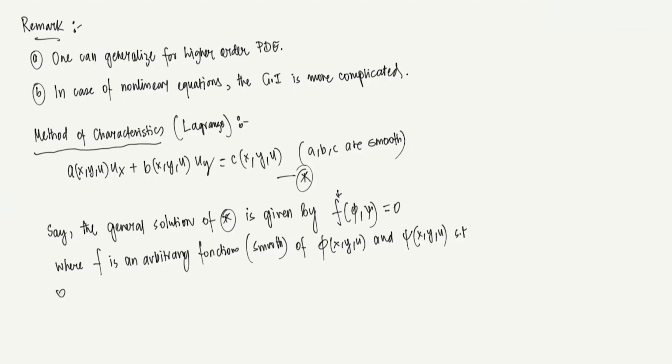So phi of x, y, z, basically this is a constant c1 and psi is another constant c2. So basically if you look at this particular phi and psi, on the solution curves, the constants are solution curves of the characteristic equations.